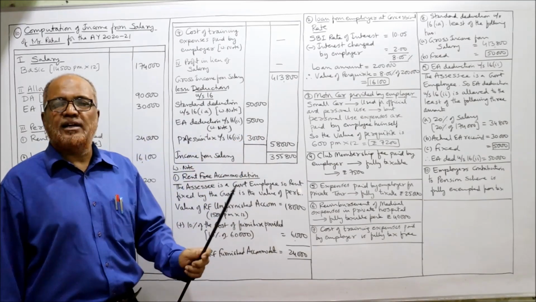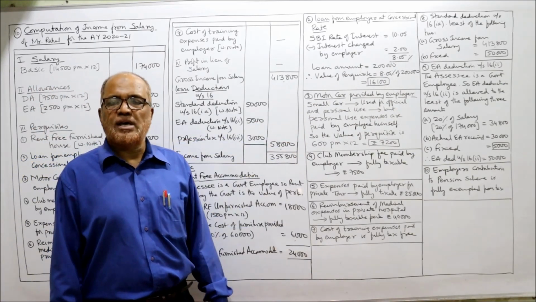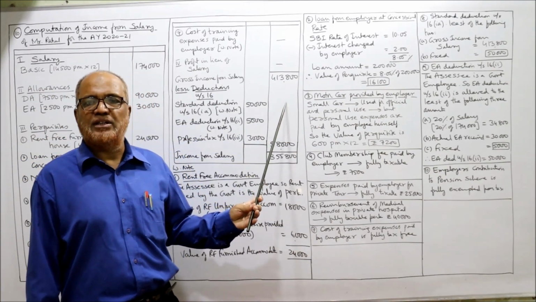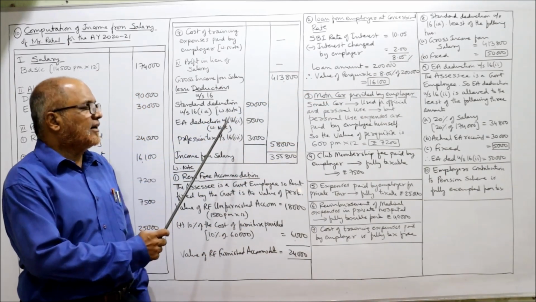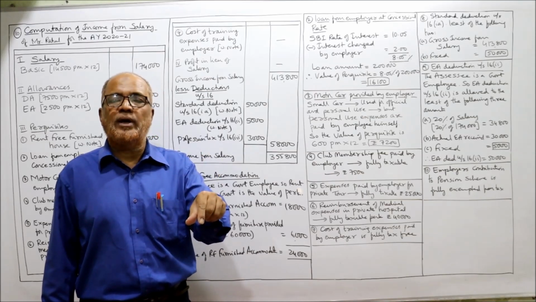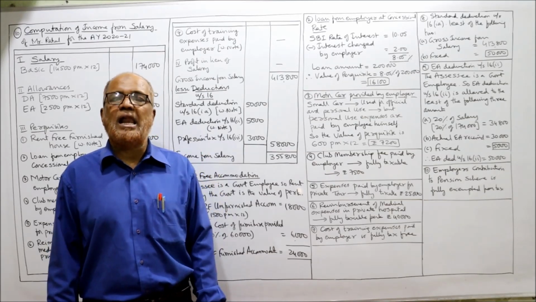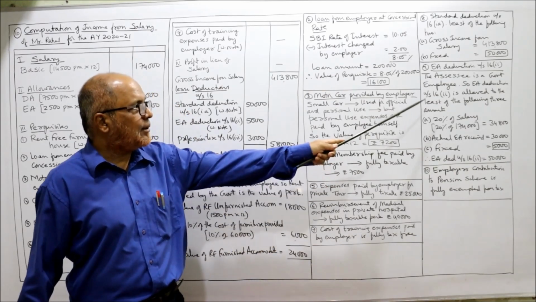Now standard deduction under section 16(1)(a): least of the following two amounts, gross income from salary or 50,000, whichever is less. So here I have shown 50,000. Then EA deduction under section 16(2). The SSC is a government employee, so the EA deduction will be allowed to the least of the following three amounts.